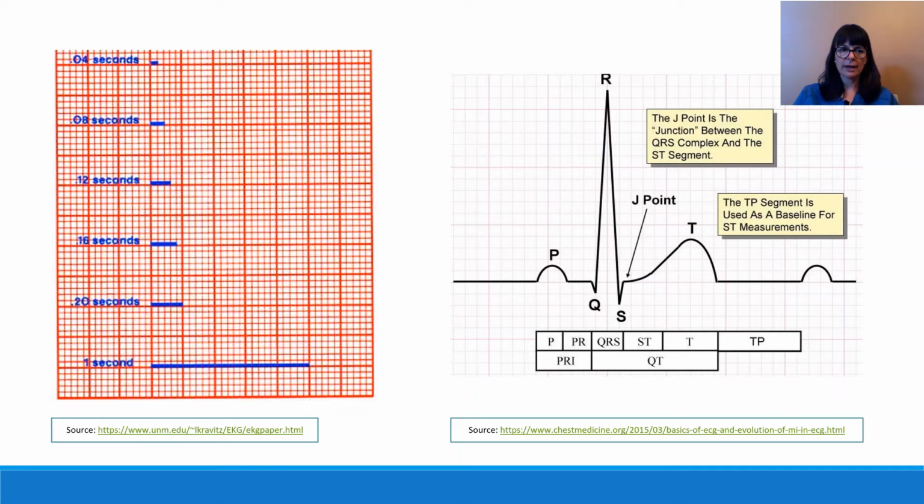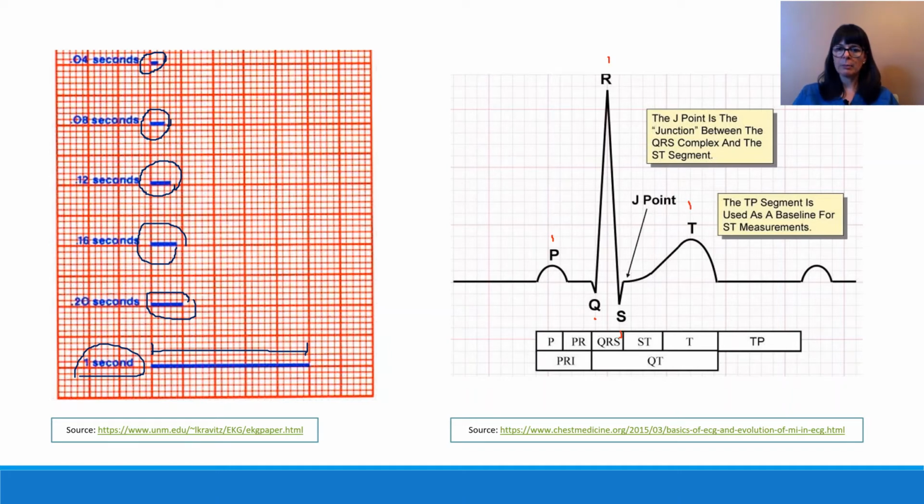So looking at this next slide, this is another representation of the different boxes here. Again, the smallest box is 0.04 seconds. 2 of those would be 0.08, 3 of them 0.12, 4 of them 0.16, 5 of them 0.20. And then 5 of those bigger boxes in this case would be 1 entire second. And then over here again we have the normal EKG with our P, Q, R, S, and T waves.